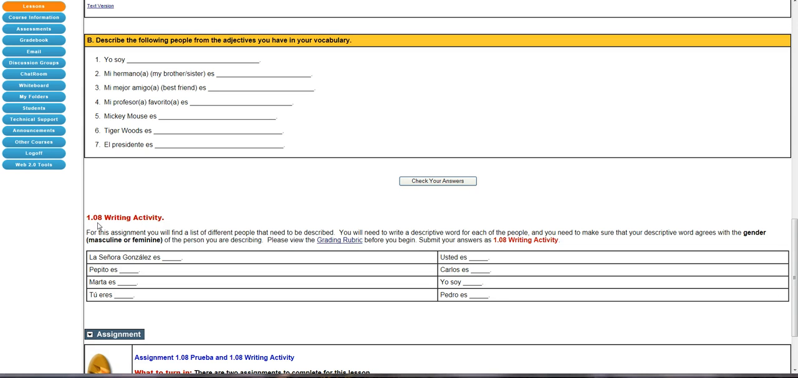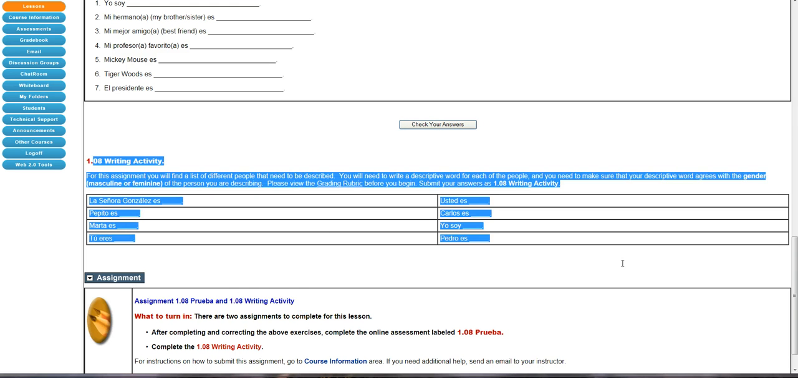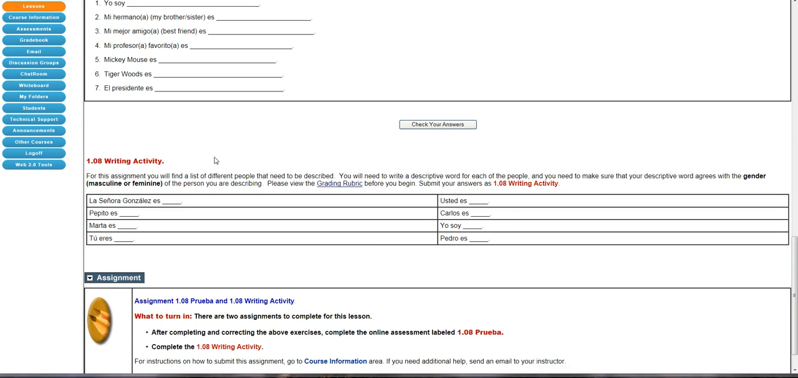Again, we've got another writing activity here, and this is actually, I believe, going to be turned in for one of your assessments. Yep, you're going to turn in a quiz, and you're going to turn in the 1.08 writing activity, which is this right here. So what you're going to do, first of all, is you need to decide if this person that's being described is masculine or feminine, and then you need to pick an adjective and make sure it matches.